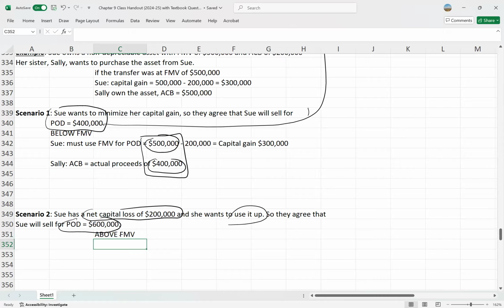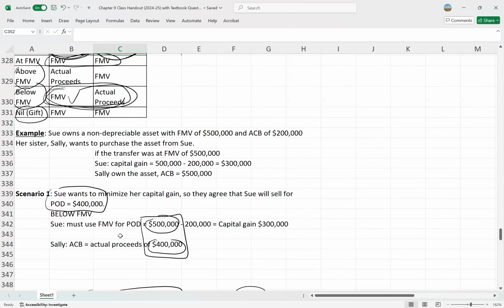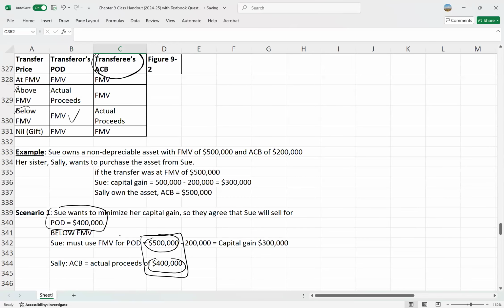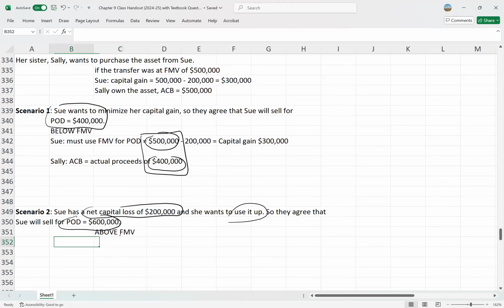So what do we have here now? So we are now above fair market value. If we are above fair market value, Sue has to use actual proceeds, 600,000, but Sally's adjusted cost base is only going to be fair market value, which is 500,000. So let's see what happens here. So then for Sue, she'll use proceeds of 600,000 minus her cost of 200,000. She's going to report a capital gain of 400,000.